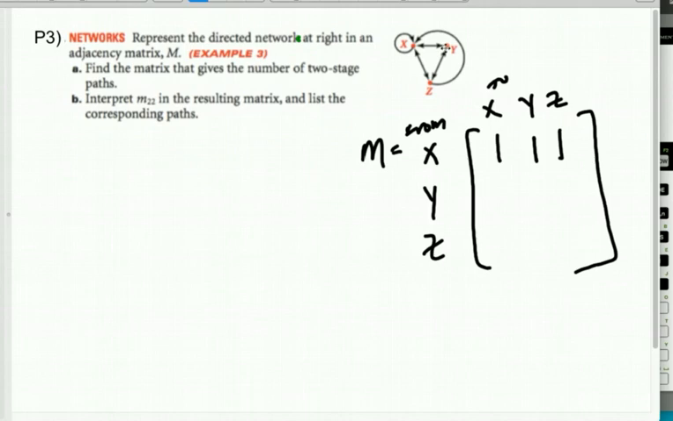From Y to X, there's this path, that's 1. From Y to Y there are no paths because there's no loop back to Y, and from Y to Z there's this one path. Z to X there are two paths. I can either go this way or I can go all the way around the loop. So there's two paths. Z to Y is just this one path in the middle. And there are no loops from Z to Z. Cool. So that's what I'm going to put in as my matrix A in my calculator.